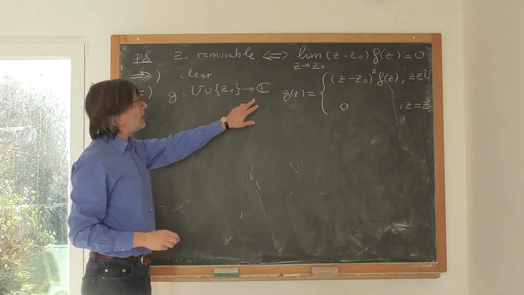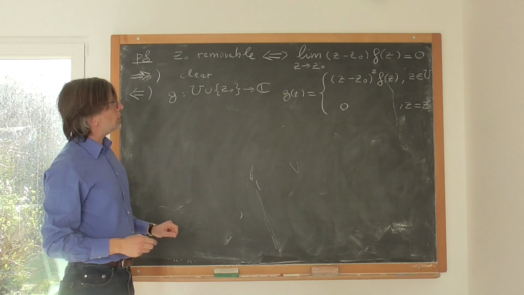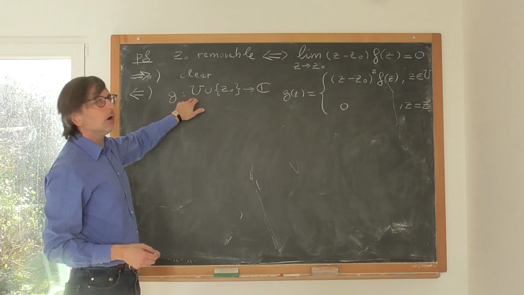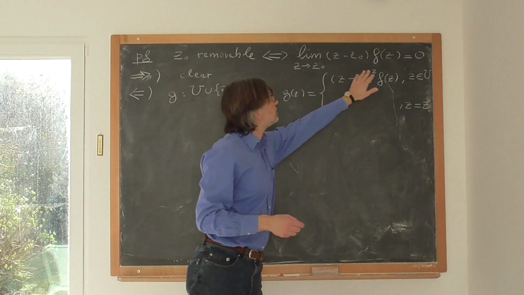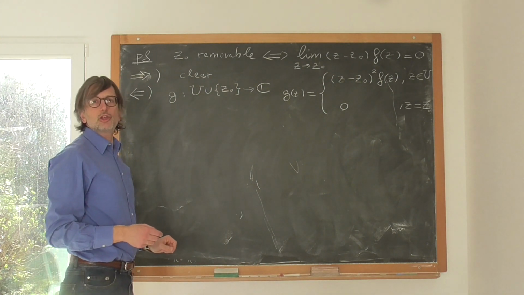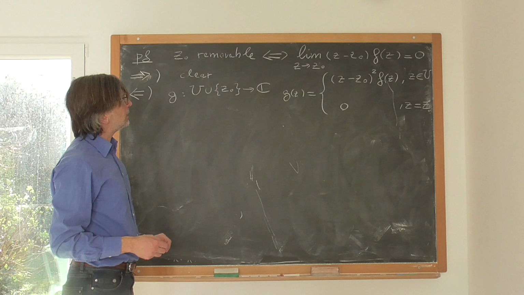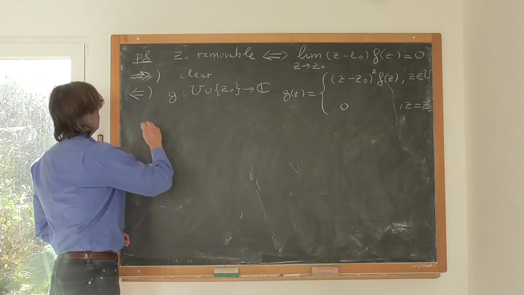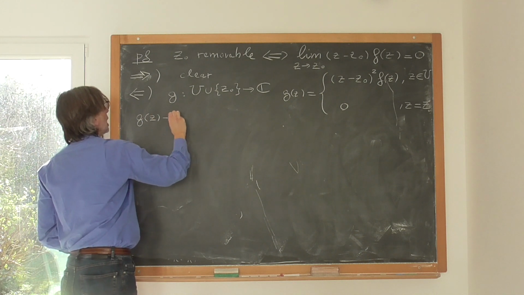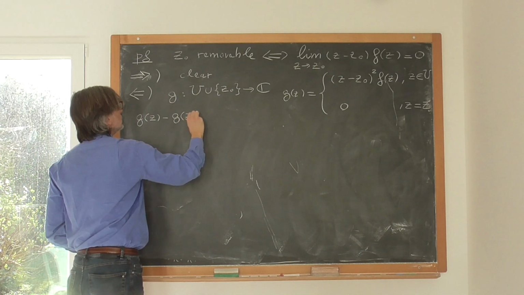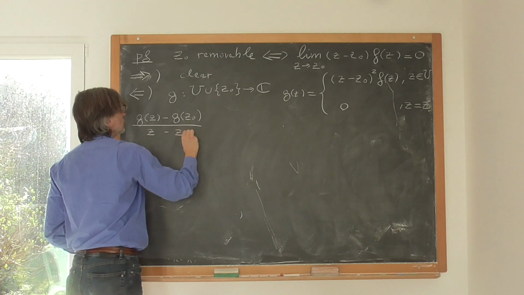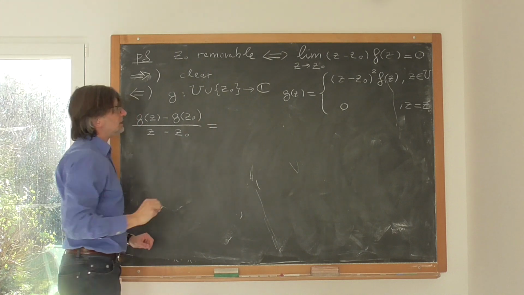So now let's look at this function g. This function is of course holomorphic on U, it coincides with this holomorphic function, and let's check that it's complex differentiable also at the point z naught. In other words, we have to look at the limit of g of z minus g of z naught divided by z minus z naught. What is this?